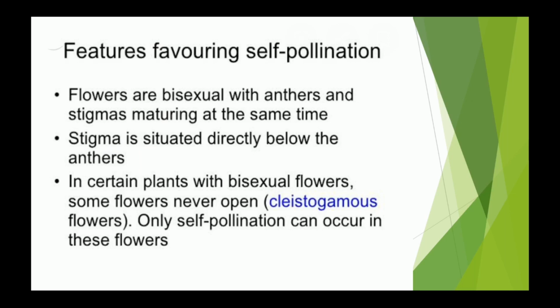Third is cleistogamous flowers or cleistogamy. What is cleistogamy? Some bisexual flowers do not open throughout their life. When they do not open and they are bisexual, self pollination within them is very easy because they are not open for cross pollination. It means that neither wind nor water can cause cross pollination. So we can say that here the features favor self pollination. This is the third condition where self pollination is favored.